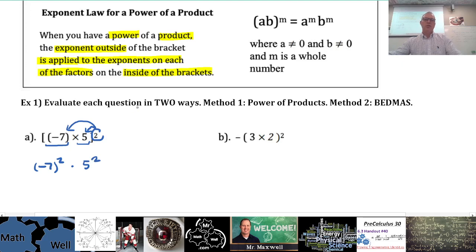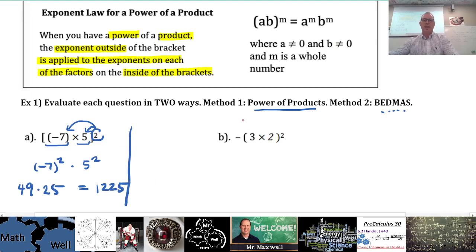Now it says evaluate each question in 2 ways. Power of products way that we just learned, and BEDMAS. So here it says evaluate. So what's negative 7 squared? Do we know that? 49. That's going to be positive 49. Very good. And 5 squared is? 25. Okay. So we could do this on our calculator. That's no problem. So that's going to be 1,225. Okay. That's using our power of products way.